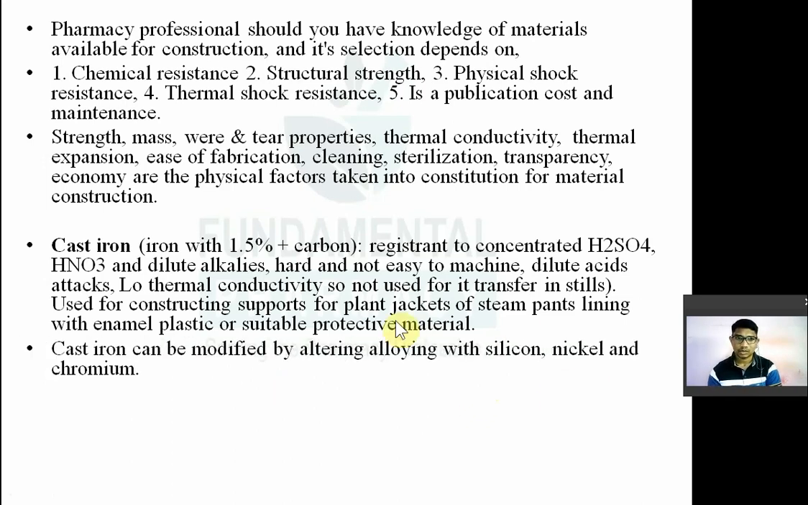Now cast iron can be modified by alloying. ये जो कास्ट आयरन होता है उसमें दूसरे कुछ मेटल डालेंगे जैसे सिलिकॉन, निकेल, क्रोमियम, so that उसका करोजन रेजिस्टेंस ज़्यादा हो, थर्मल कंडक्टिविटी हाई हो. ऐसा you can modify by alloying with silicon or nickel or chromium. तो कास्ट आयरन में आप चेंज कर सकते हो जैसे डिजायर्ड है.